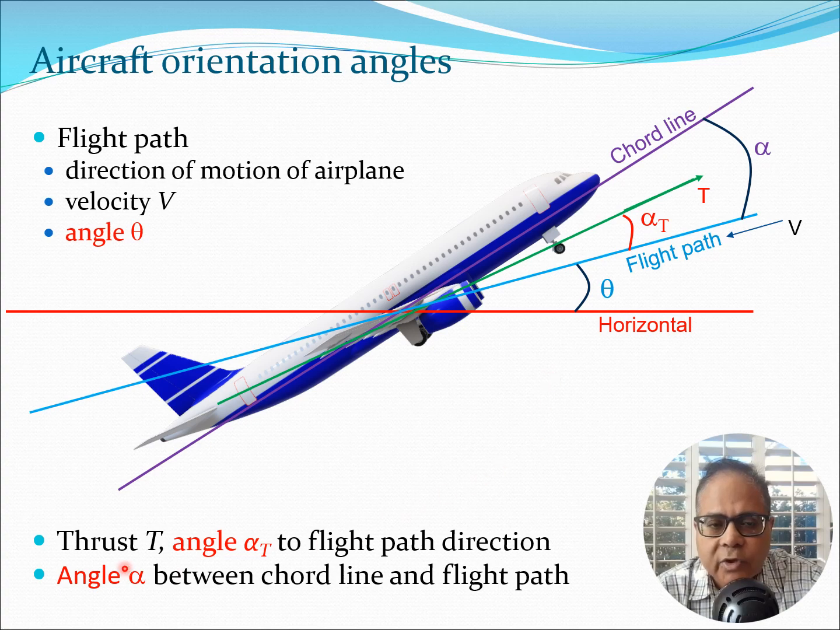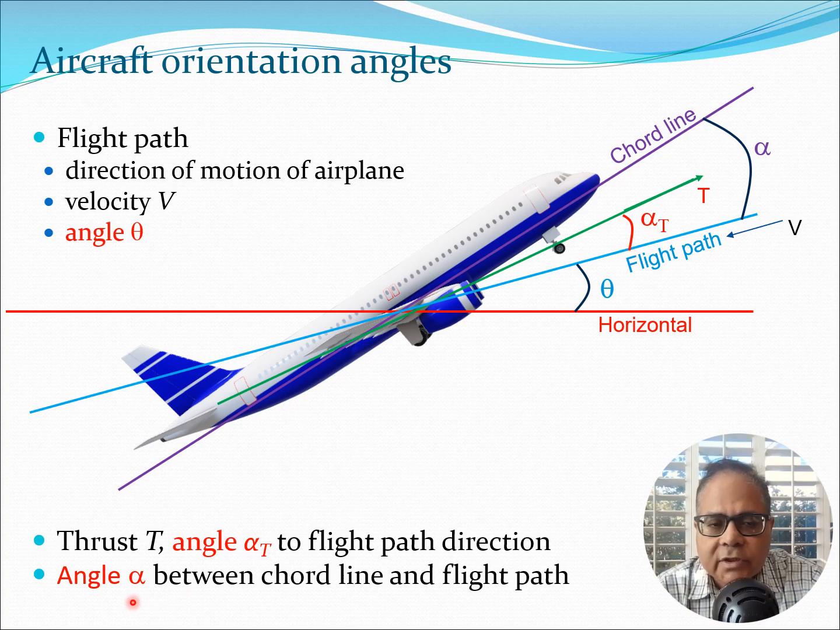Now the next thing to look at is the thrust T, and this is at an angle alpha T to the flight path direction. So this I have shown in this green here. So this is the thrust T. This is essentially produced by the engine system which you have here. And as you can see, this thrust is at an angle alpha T with respect to the flight path. So this is something which acts at some angle to the flight path.